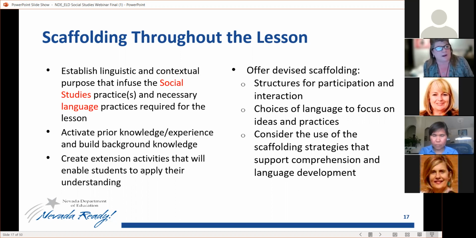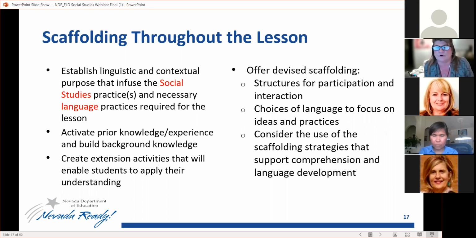Then you need to activate their prior knowledge and maybe even evoke some misconceptions and discuss those misconceptions. Create extension activities that will enable students to apply their understanding, and offer devised scaffolding. And what I mean by devised scaffolding is, when we are scaffolding, there are some really good tools out there that you can integrate into almost every lesson to help further the students' understanding.